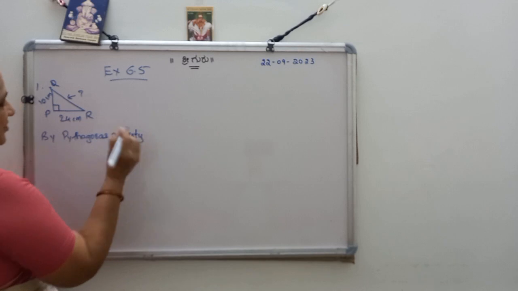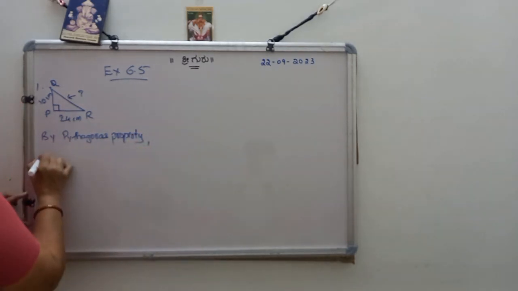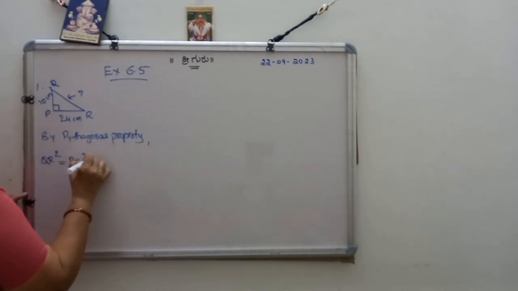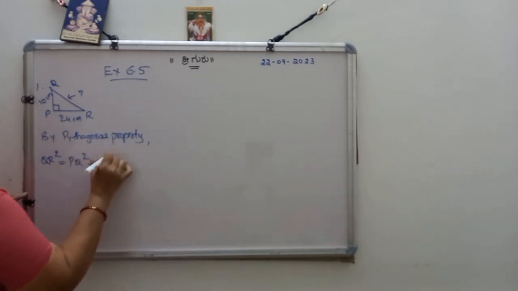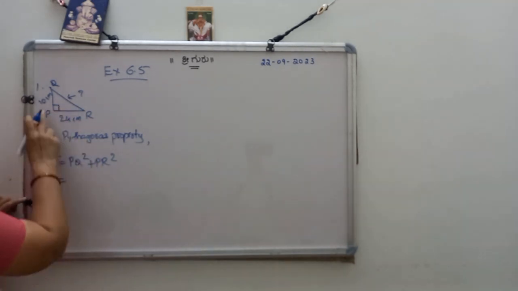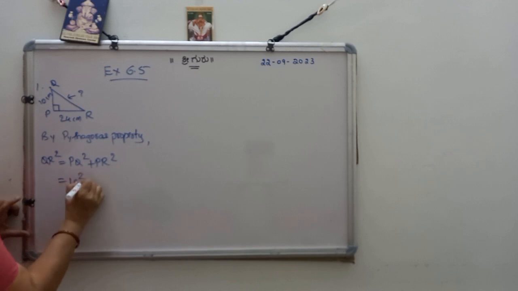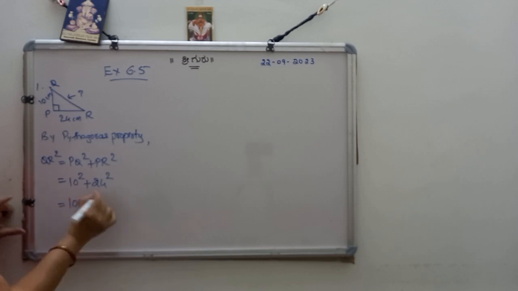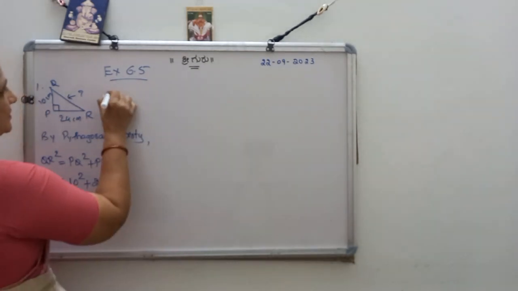By Pythagoras property, we can write QR square is equal to PQ square plus PR square. So we want QR. Write the values of PQ as 10 square and PR as 24 square. 10 into 10 is 100. And what about 24 into 24?